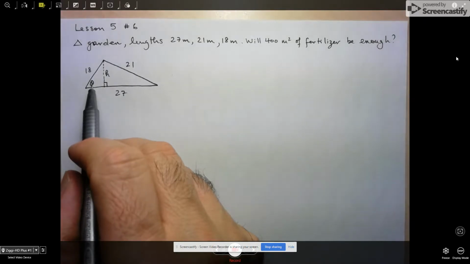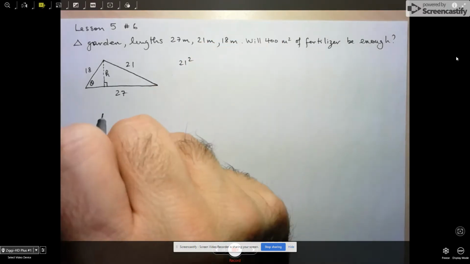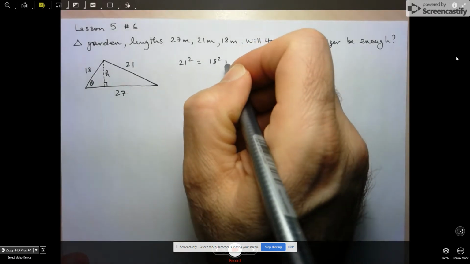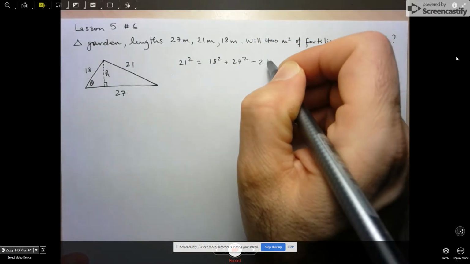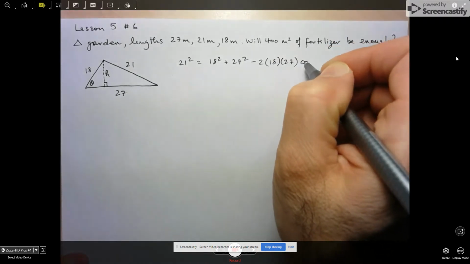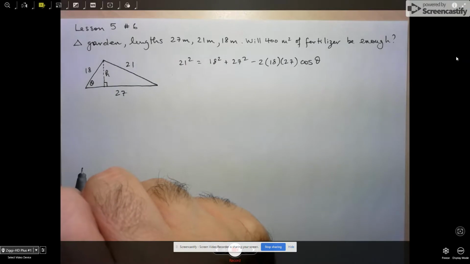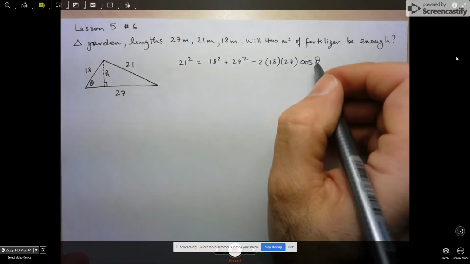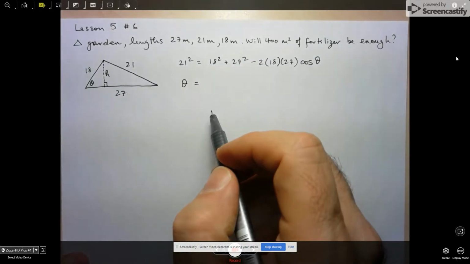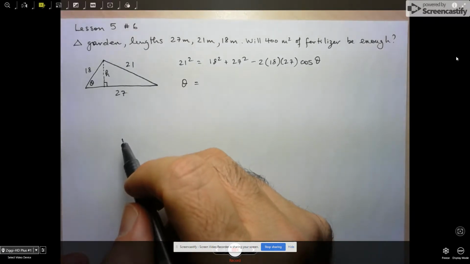So since I've placed my angle here, I'm going to work with this opposite side of 21. So we have 21 squared equals the sum of the squares of the other two sides, so 18 squared plus 27 squared, minus 2 times the product of the other two sides, so 18 times 27 times cosine of the angle, which I'm looking for. And so now it's just a matter of solving this here. All right, so what I'm looking for is theta. Okay, now if you need to write these individual steps, that's perfectly fine. But over time, it'd be nice if you could get used to just isolating in one shot.